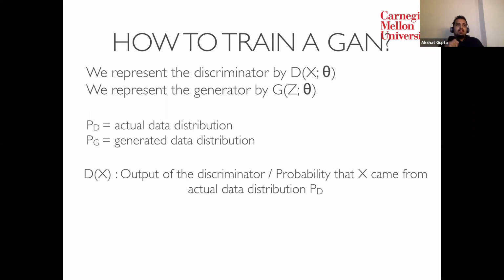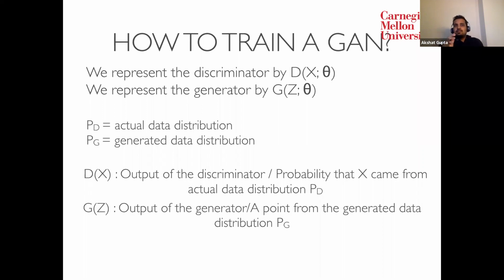Now, D(x), what does it represent? It represents the output of the discriminator, yes, but it also represents the probability that x came from the actual data distribution, P_D.